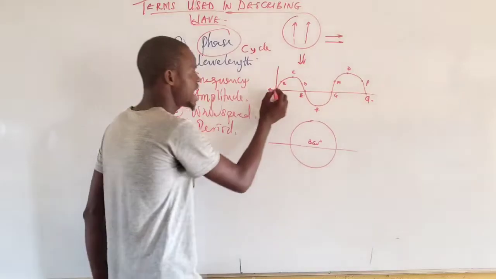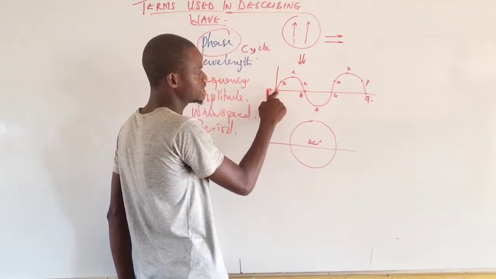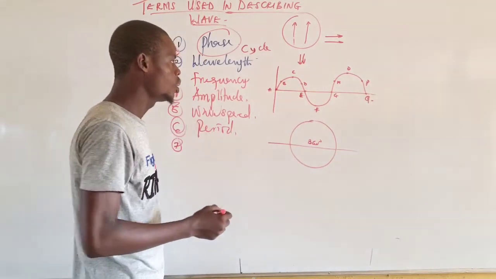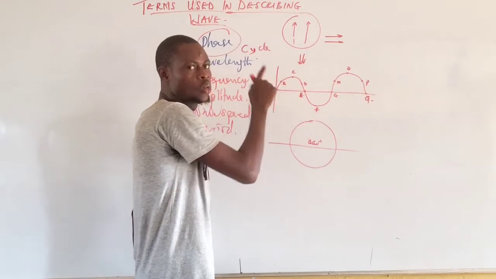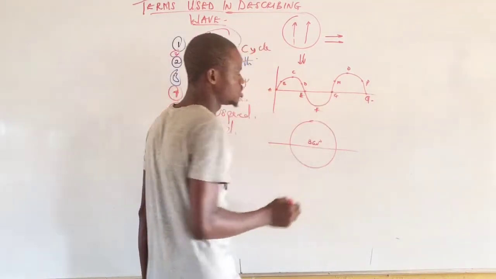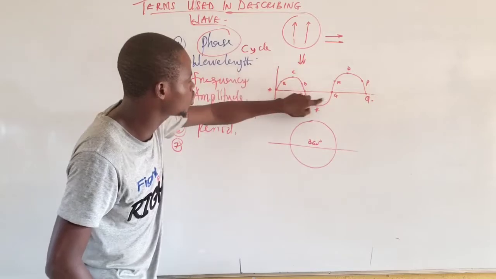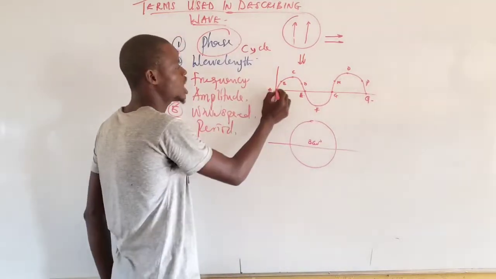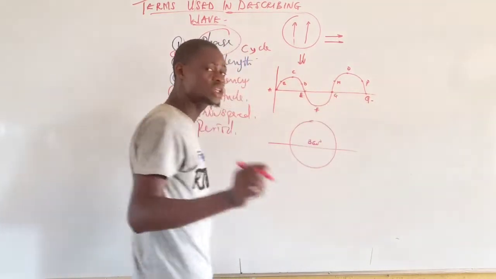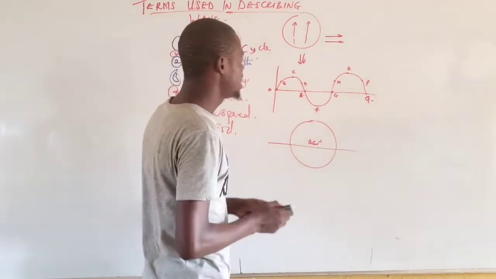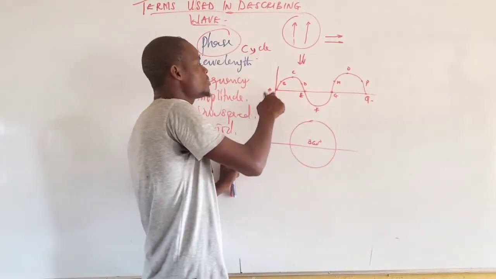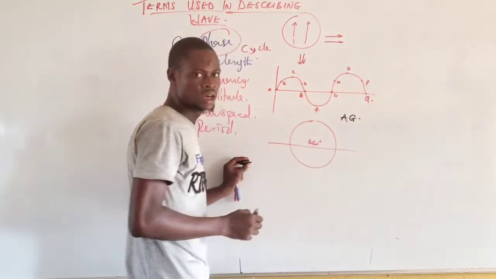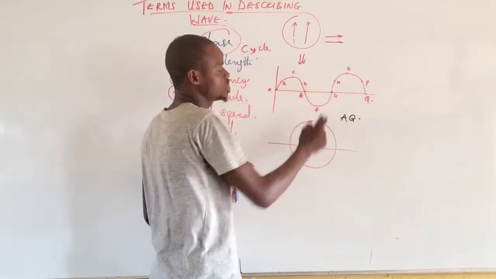Here, the particle at point A is at the starting point of the cycle. The particle at point A will be in phase with the particle at point G, because this is one complete cycle, and then another cycle starts from this point. So the particles at A and G are traveling together in the same direction, and both have the same starting point. Then we say points A and G are in phase.